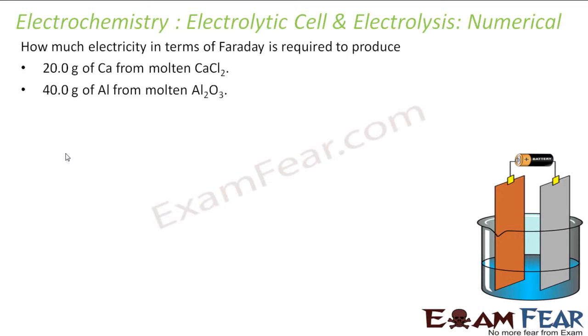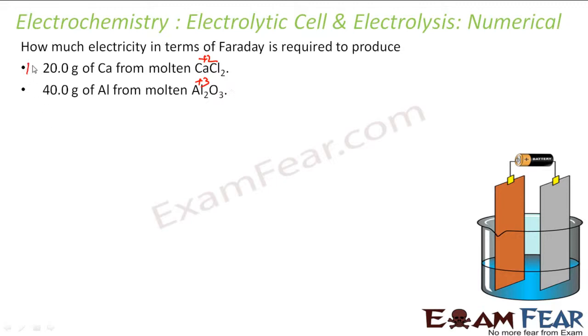The question is how much electricity in terms of Faraday is required to produce 20 gram of calcium from molten CaCl2, that is Ca2+, and 40 gram of aluminium from molten Al2O3, that is Al3+ charge. Correct? Why did I write plus 2 and plus 3 here? Because that is the oxidation number of calcium and aluminium in this. If you have doubts, you can watch the chapter where we explain oxidation number.